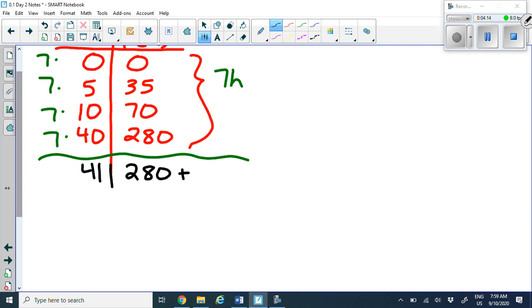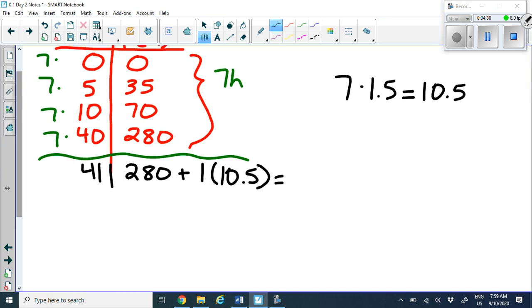So what's the difference between 41 and 40? Well, that's 1 hour. Now, how much do we get paid for that extra amount? Remember, it said that for the extra hours, we get 1.5 times our hourly wage. So if we do 7 times 1.5, that should give us $10.50, or 10.5, right? So then you can go ahead and plug this into your calculator if you would like to. And we get $290.50.